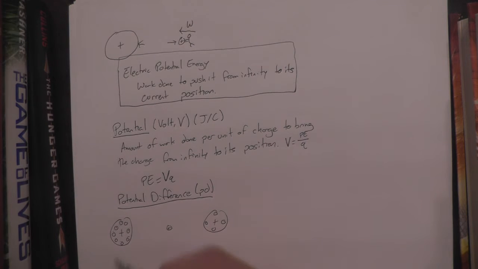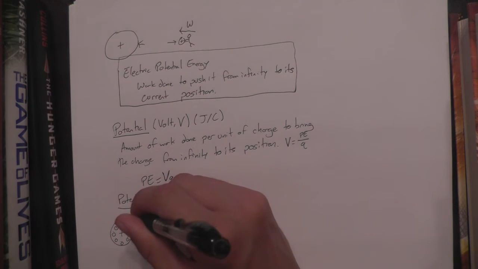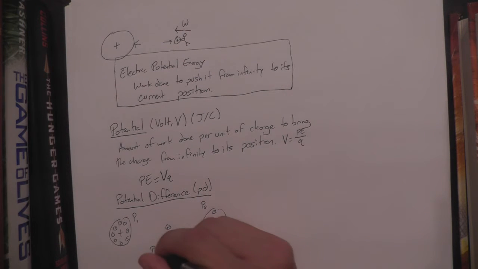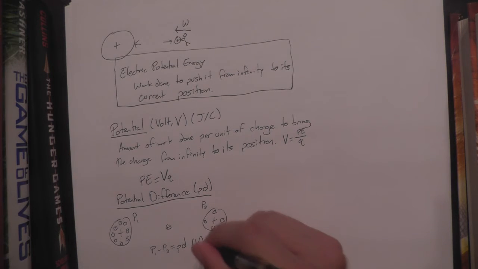This one, because it has more positive charges, has a larger potential, because it's going to take more work per unit of charge, more charges here, to get this closer to this. This one, it's going to take less work per unit of charge. So now we have a P1 and P2. P1 is greater than P2, and the potential difference is simply P1 minus P2. And you get the potential difference, which is, of course, also measured in volts. And the potential difference is most often used when we talk about cells. We talk about cells a lot.